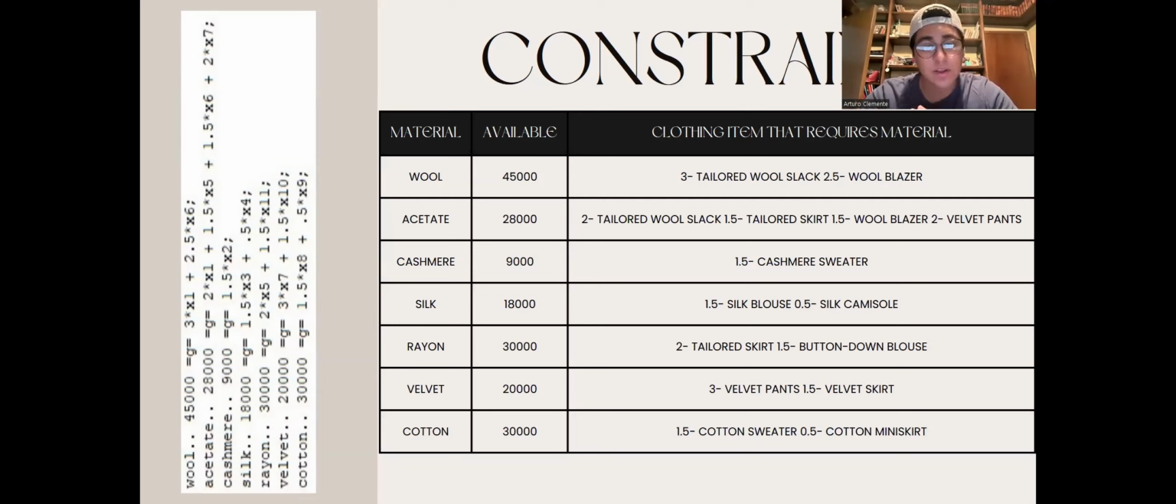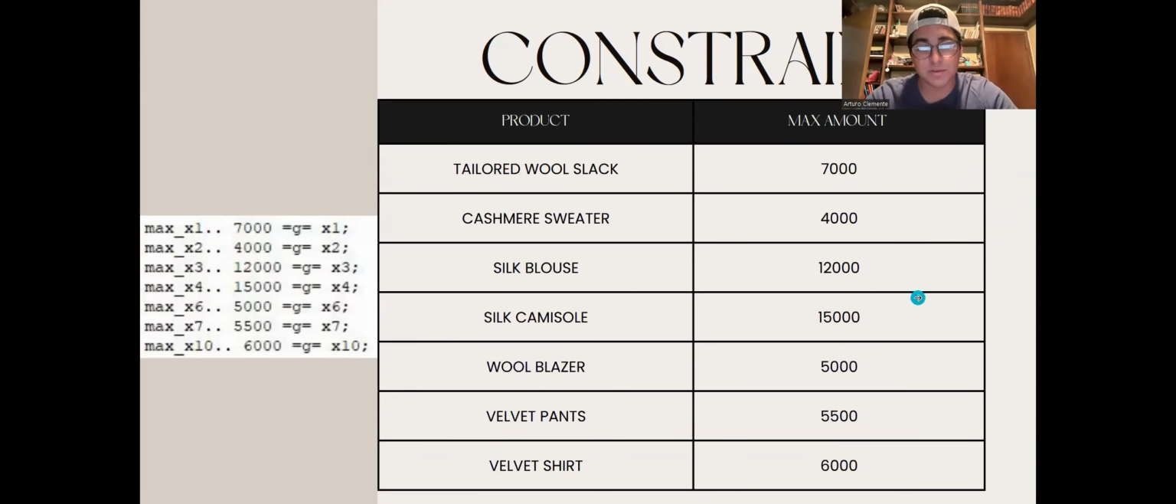The silk having 18,000 available, and 1.5 silk blouse and 0.5 silk camisole. The rayon having 30,000 available, and 2 tailor skirt, 1.5 button down blouse. The velvet 20,000 available, and 3 velvet pants, 1.5 velvet skirt, and cotton at 30,000 and 1.5 cotton sweaters with 0.5 cotton miniskirts, being the items that require the material.